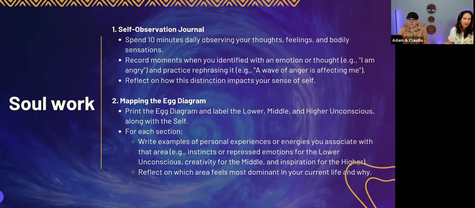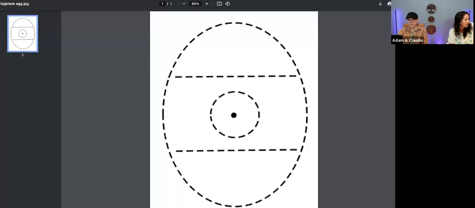And then the second one is basically, we're going to use the egg diagram, and I actually have it right here. Pull it up. That one right there. You each are going to get a link of this blank egg diagram. You're going to print it, and you're going to label it with the lower, middle, and higher unconscious.